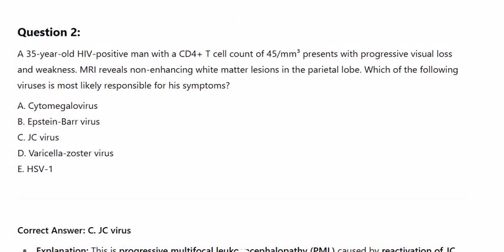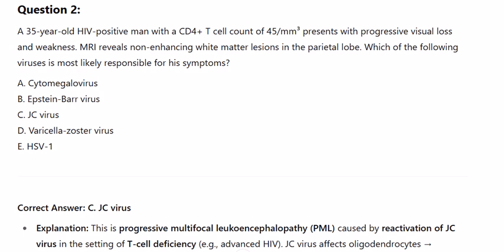Question 2. A 35-year-old HIV-positive man with a CD4 plus T cell count of 45 per microliter presents with progressive visual loss and weakness. MRI reveals non-enhancing white matter lesions in the parietal lobe. Which of the following viruses is most likely responsible for his symptoms?